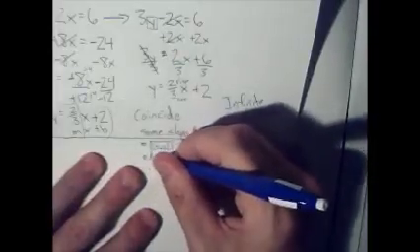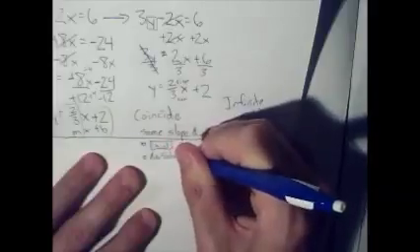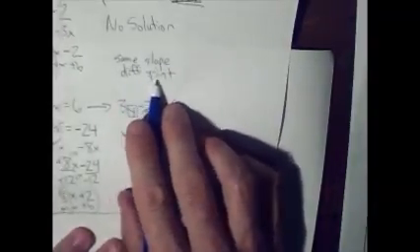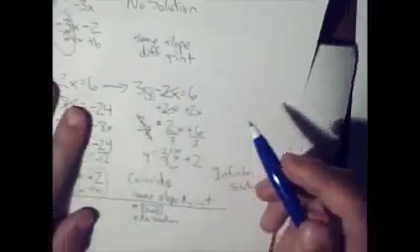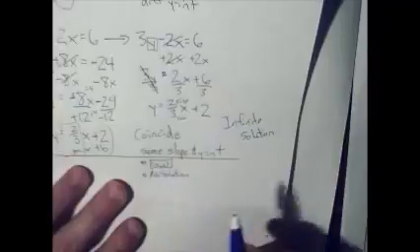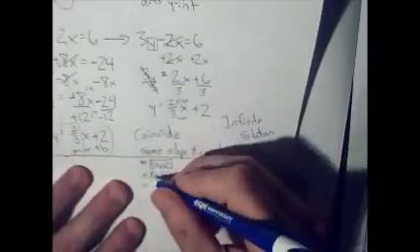Another option is no solution. The way we know there's no solution is if they have the same slope and a different y-intercept. That's what makes them parallel. We look for the point of intersection. No solution means they don't cross. They were parallel. The next one, it's going to look weird.